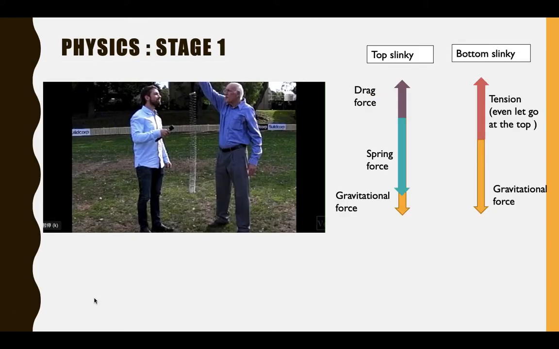In stage 1, as you can see, for the top Slinky there are three forces. The gravitational force and the spring force are both pointing downward, while the drag force is pointing up. The bottom Slinky is stationary, which means it experiences two equal forces, the gravitational force and the tension. The tension will exist even after we let go at the top.